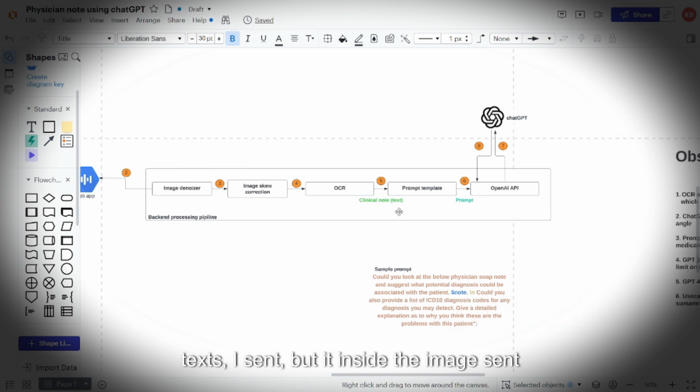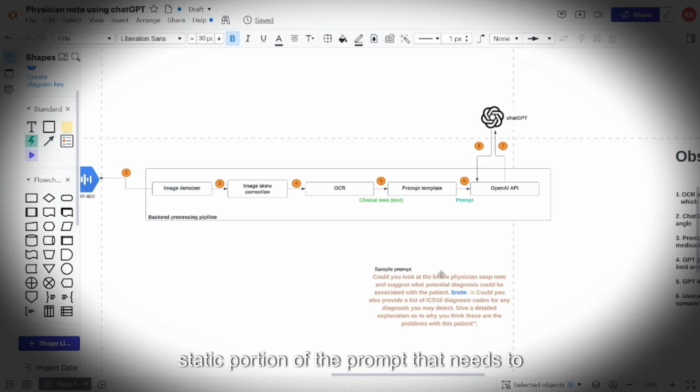This text is then sent to a prompt template where the text replaces the placeholder which is defined out here. So this is the static portion of the prompt that needs to be sent to ChatGPT, and the blue portion is the placeholder where we replace the clinical note text with this dollar note.